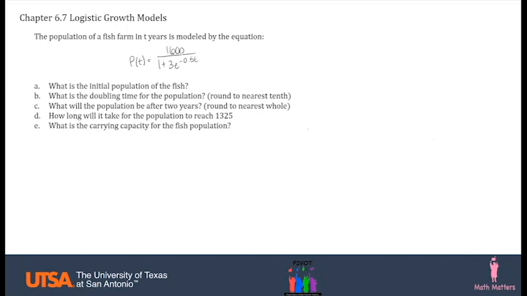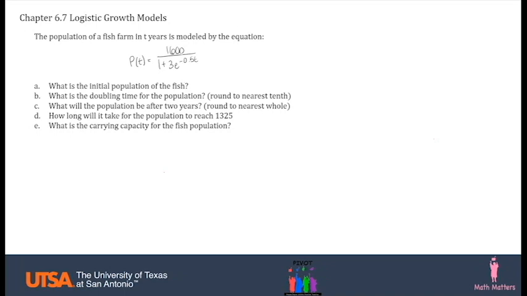Okay, so chapter 6.7 gives us this word problem. The population of a fish farm in t years is modeled by the equation P of t equals 1600 over 1 plus 3 times e to the negative 0.5 times t. So part A asks us, what is the initial population?